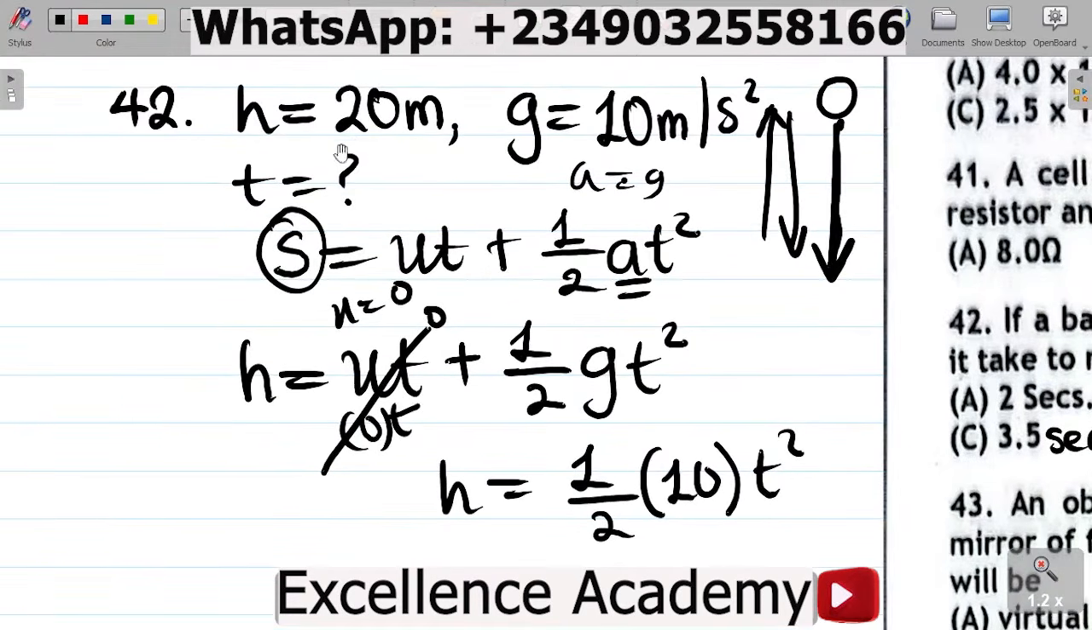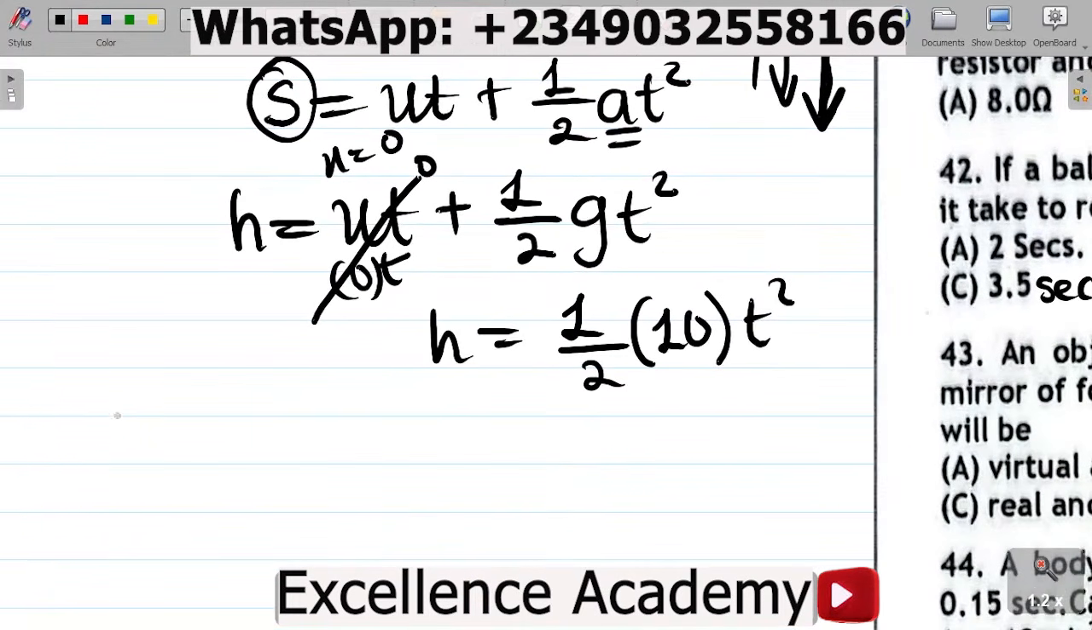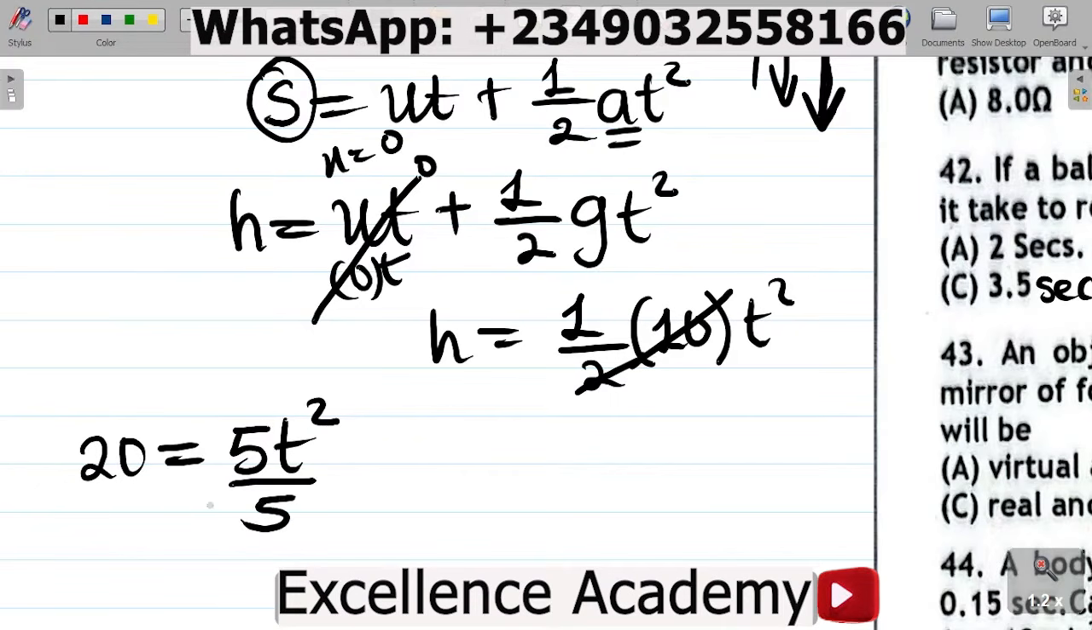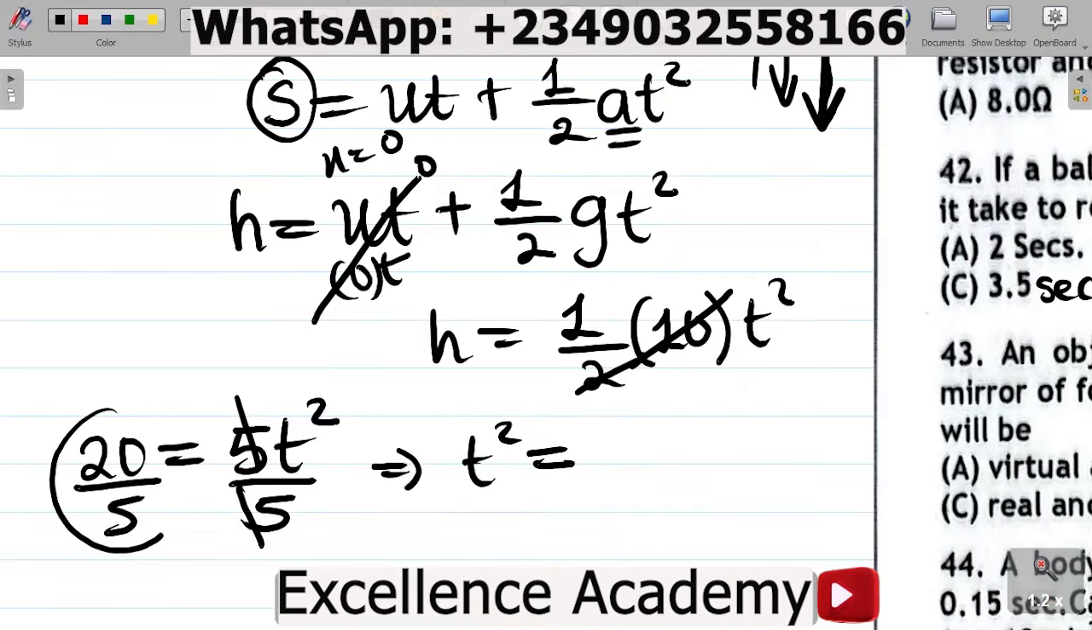What's the value of h again? That value is 20. So you have that 20 is equal to half of 10, which is 5. So 5 t squared. Divide here by 5, divide here by 5, this cancels this. You have that t squared is equal to 20 over 5. That gives you 4. To get t, take the square root of 4, and that gives you 2.